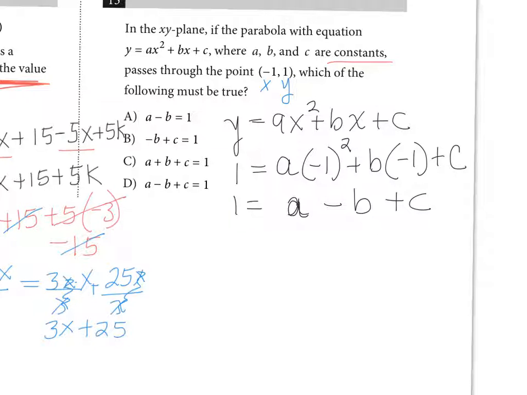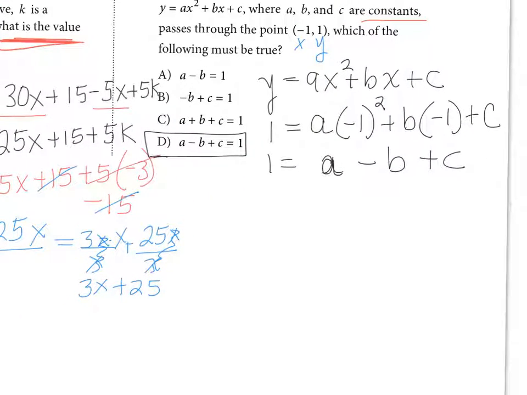A minus b plus c equals 1. Yes, that is D. They just switched it around, which is the same thing. So that was number 13. Next page.